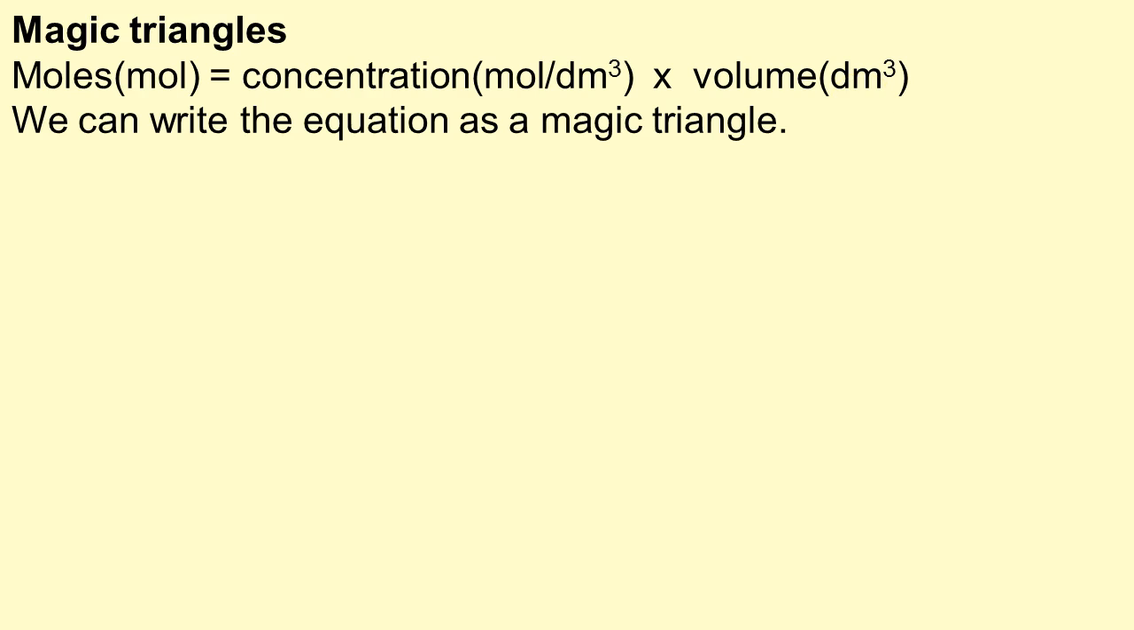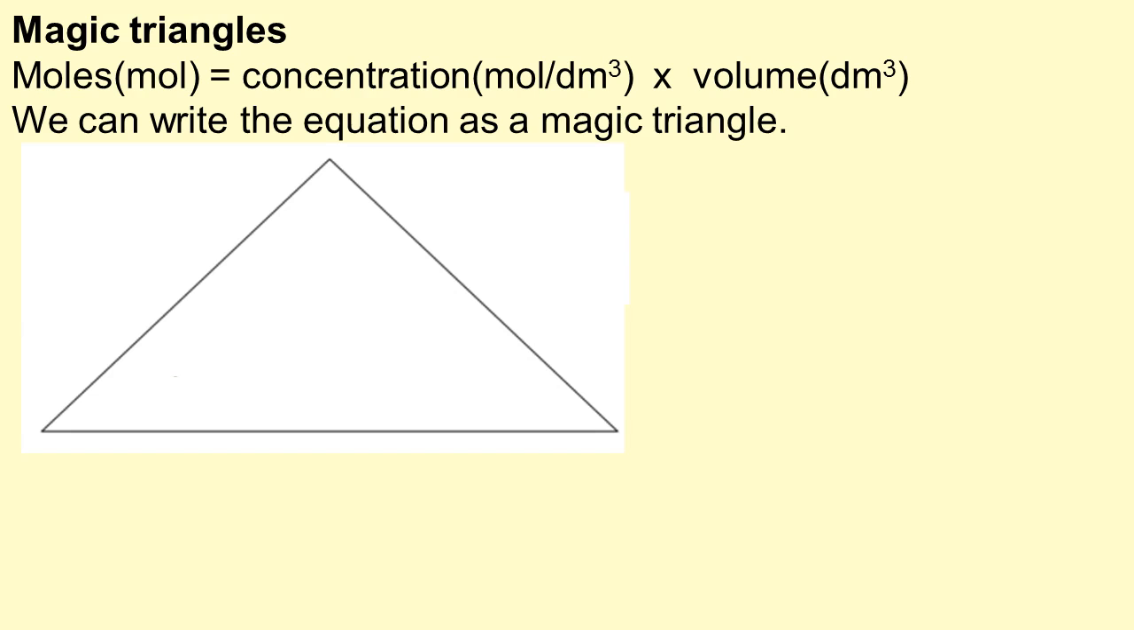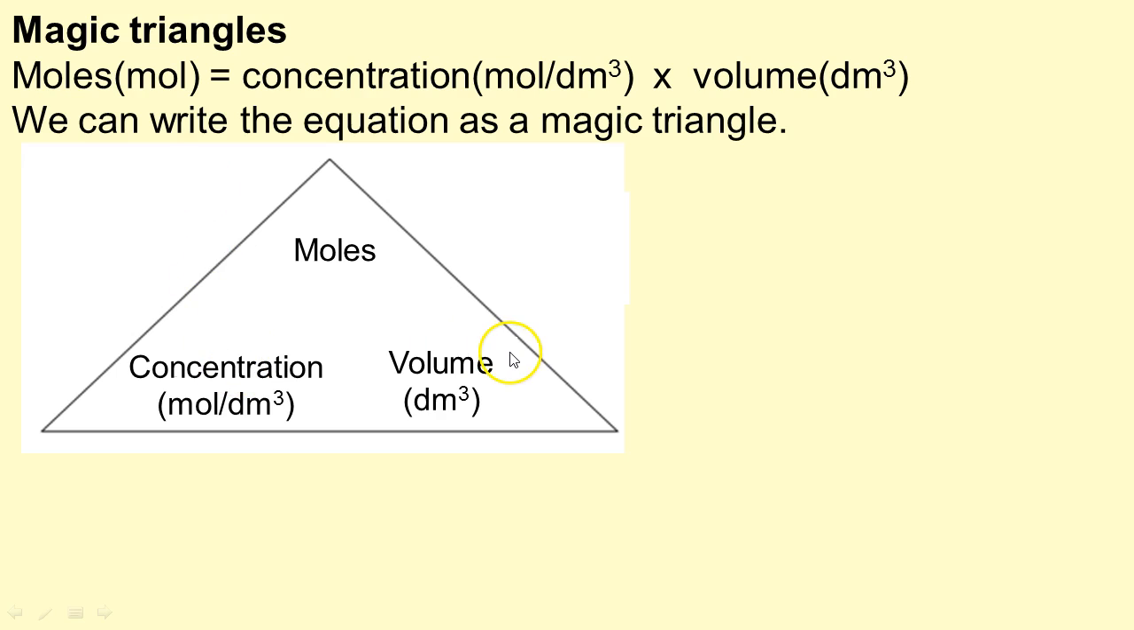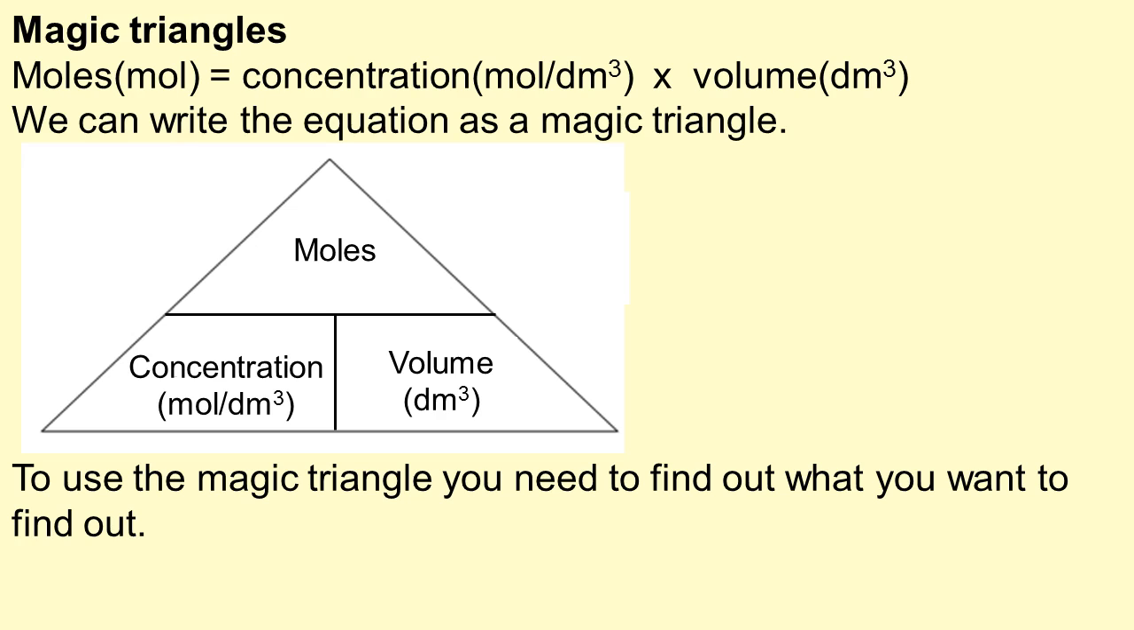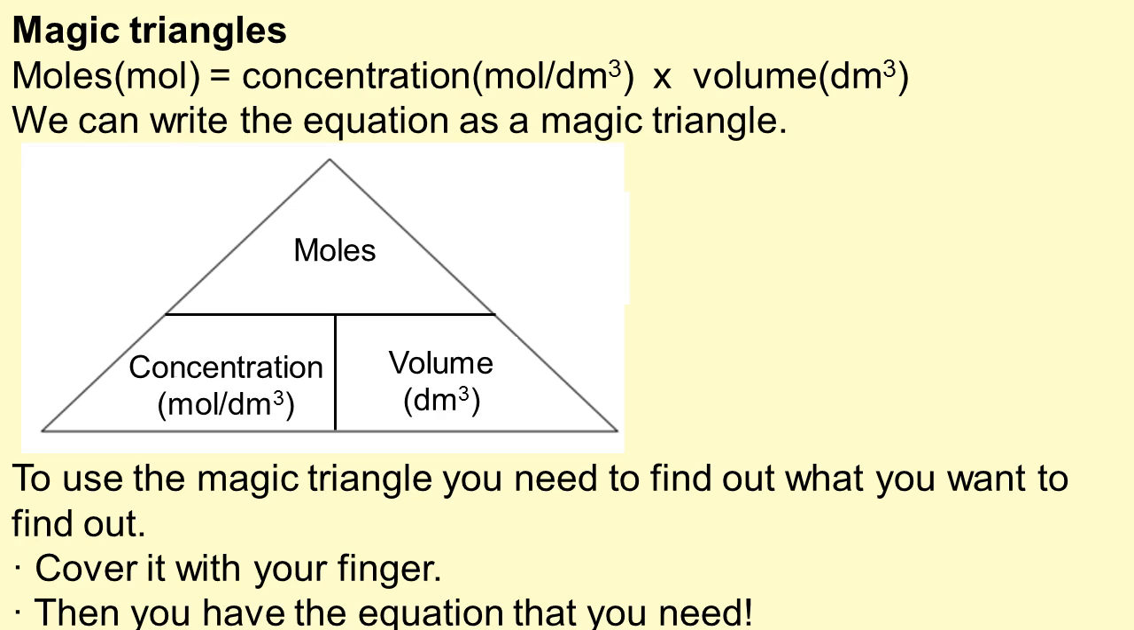You could obviously write this down, or you may also want to remember it as a magic triangle. Firstly, we draw a triangle, and at the top we write the item which is on its own in the equation. Then, in the bottom 2 corners, it doesn't really matter which way round, we write the other 2 things which it is equal to, so concentration and volume. To use the magic triangle, you need to find out what you want, whether it's moles, concentration, or volume. You cover whatever you want with your finger. Then you have the equation you need.